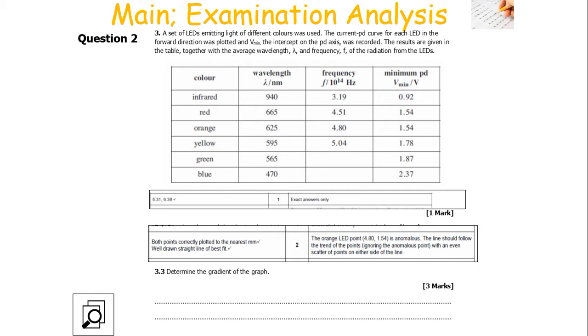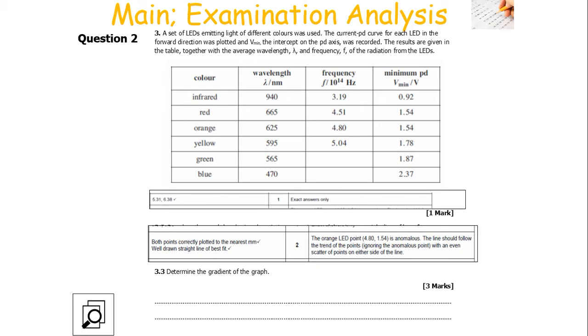Now again, to get your marks in A-level physics, you've got to make sure both points are correctly plotted to the nearest millimetre, and then you draw a well-drawn straight line of best fit. Now you'll notice in this one that there's an anomalous result which you've got to be able to identify. They do tend to put that into questions on occasion to test your line of best fit drawing abilities. And a good line of best fit should follow the trend of the points, obviously not the anomalous one, with an even scatter of the points on either side of the line.